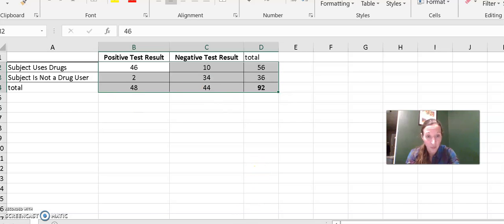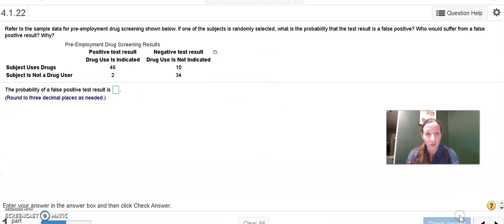And so when I bounce back to the question, it is, what is the probability of false positive? Is it positive given false, or do you think it would be false given positive? False positive would be the intersection of false and positive.